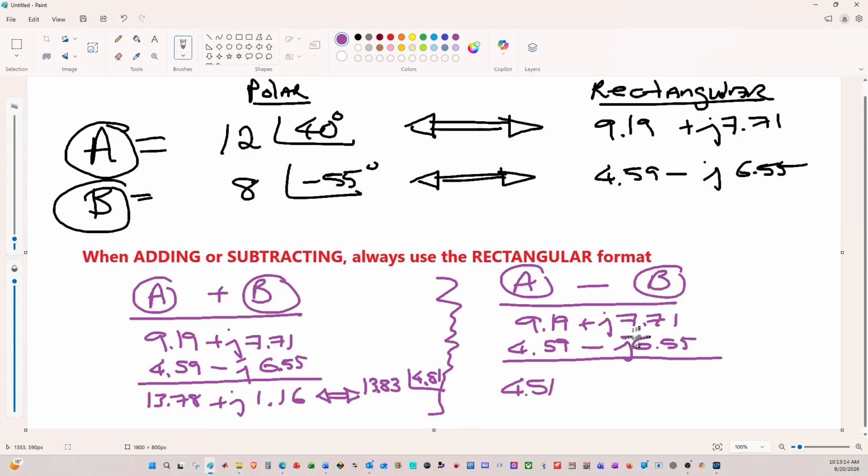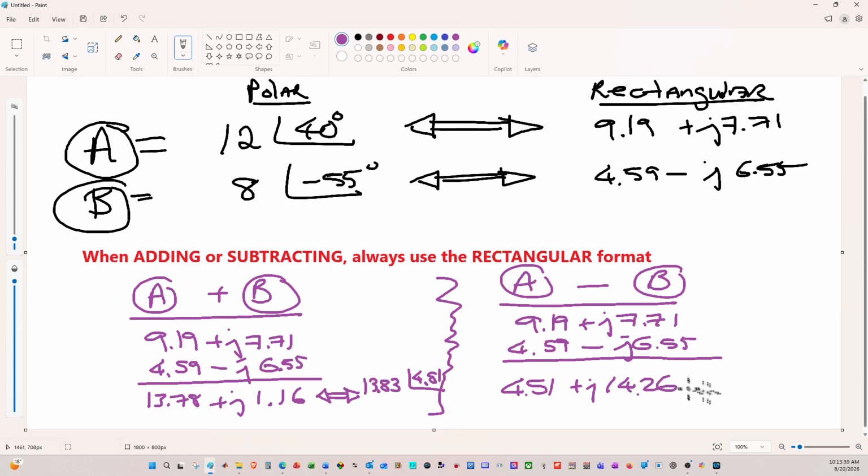4.51. Be careful, I've got a negative number over here, so it's going to be a positive number minus a negative number. Get your mathematics correct, please. So that becomes 7.71 minus minus 6.55, which is the same as 7.71 plus 6.55. And that's going to give me a positive j value of 14.26.